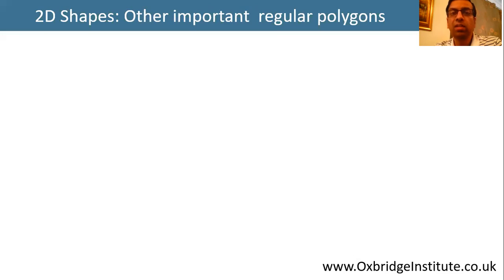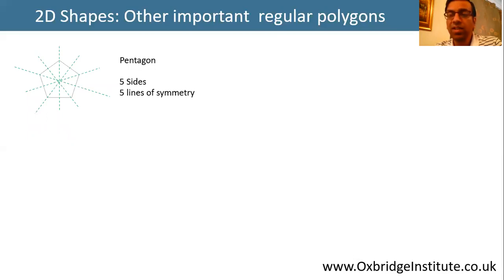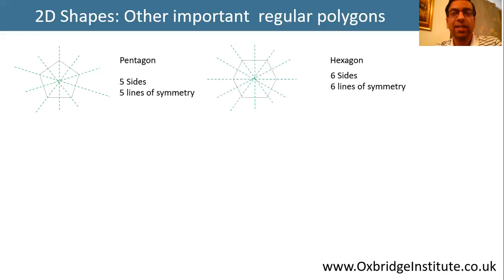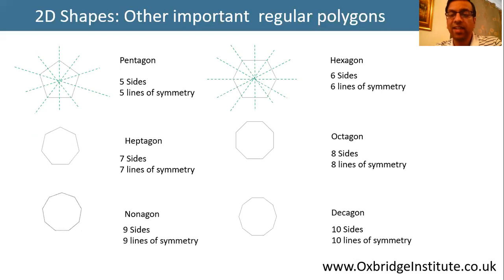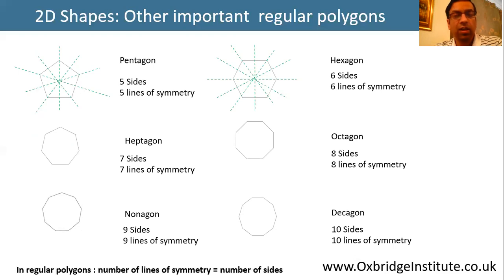Let's come on to some other important regular polygons. A pentagon has 5 equal sides, 5 lines of symmetry, and 5 equal internal angles. Similarly, a hexagon has 6 sides and 6 lines of symmetry as shown. A heptagon has 7 sides and 7 lines of symmetry. An octagon has 8 sides and 8 lines of symmetry. Nonagon 9 and decagon 10. In regular polygons, the number of lines of symmetry is exactly equal to the number of sides.